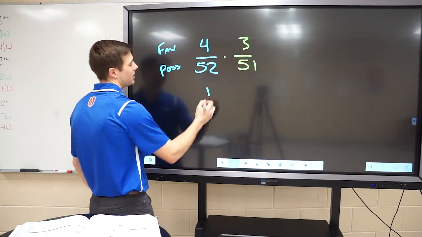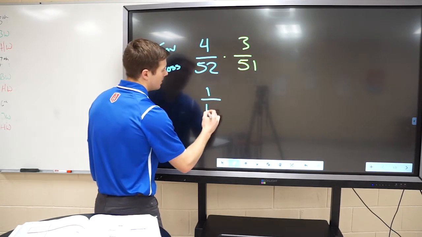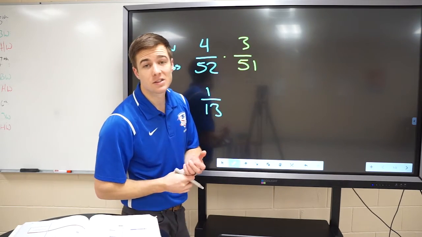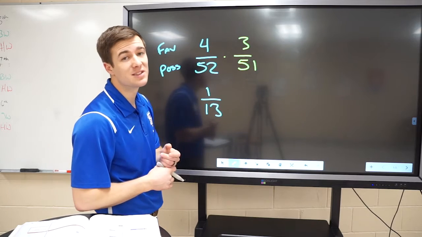Those are both even, so we can take that down more. That becomes a 1. 26 divided by 2 would be 13. So we have 1 over 13 on this side. Now 3 over 51: 5 plus 1 is 6, and 6 is divisible by 3, so 51 is divisible by 3.